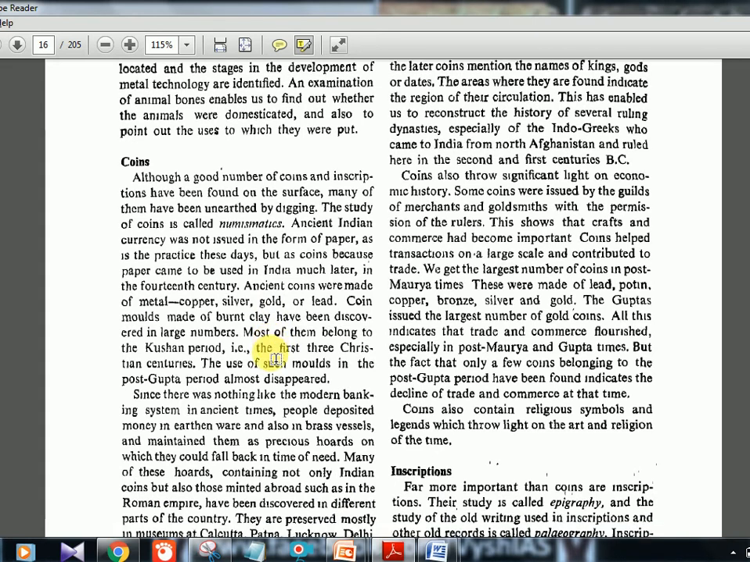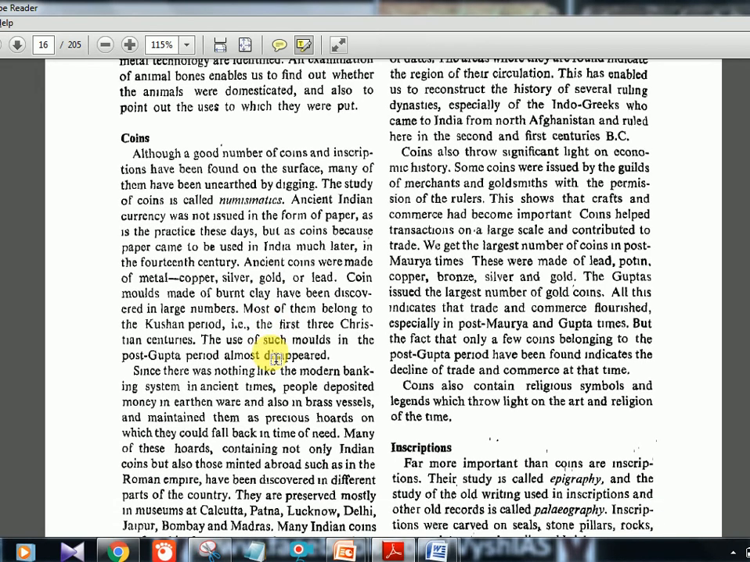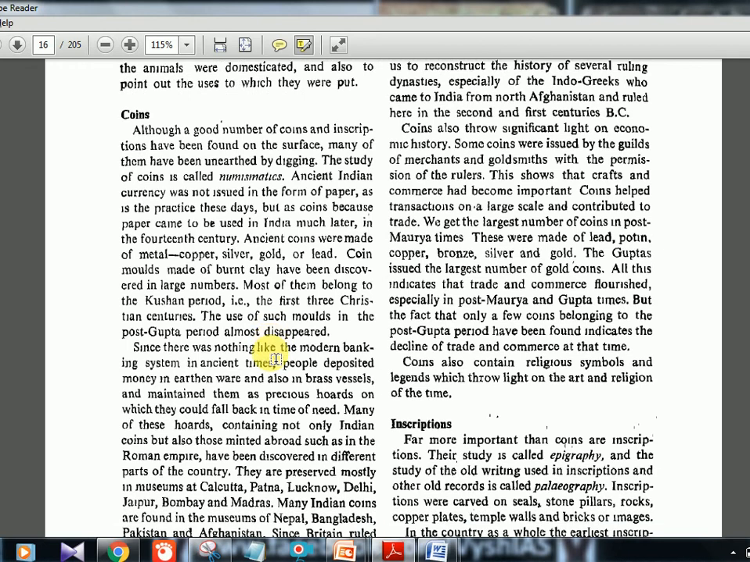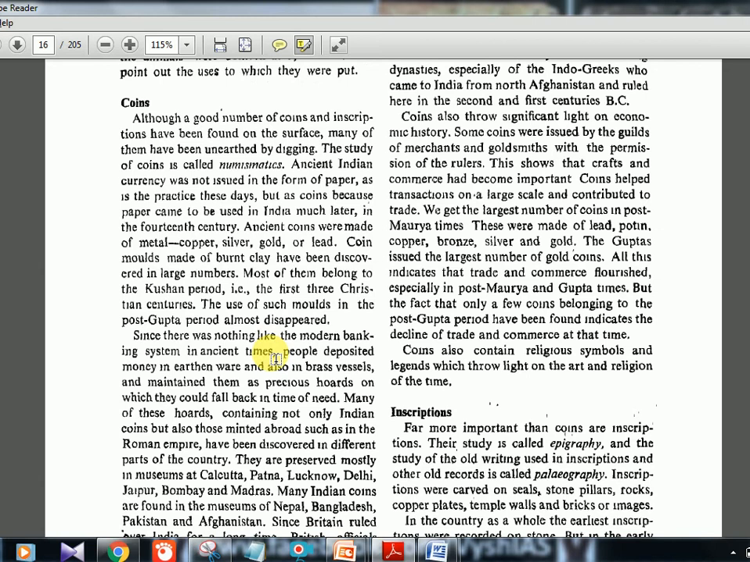Next will be coins. And coins, a mains question came last year. The question was, explain the numismatics of Gupta age. So many people did not even know what is numismatics. Here in NCERT, or in this book, it is clearly given: the study of coins is called numismatics. If you have read this, at least the 2 seconds which you took extra to think what is numismatics would have been saved. Okay. Now ancient Indian currency was not issued in the form of paper.